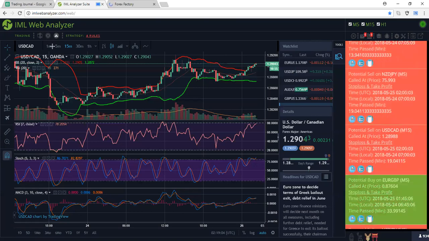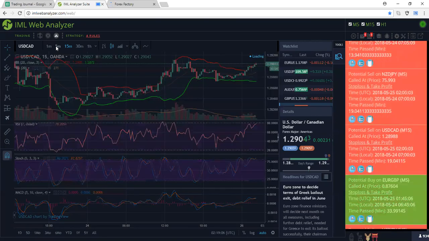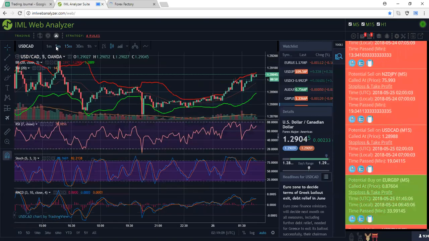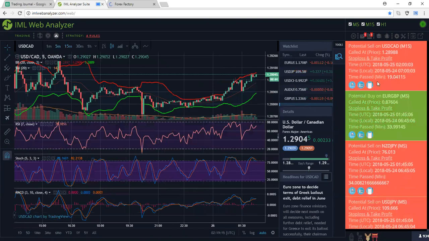Okay, so here we are looking at USD CAD. So let's look at this. Let's go to the 5-minute chart really quickly. All right, so as you can see, I believe they called a sell on USD CAD.